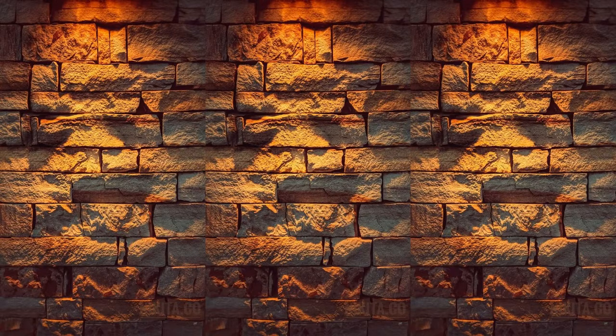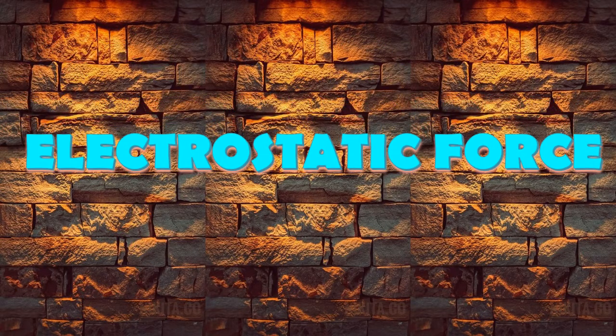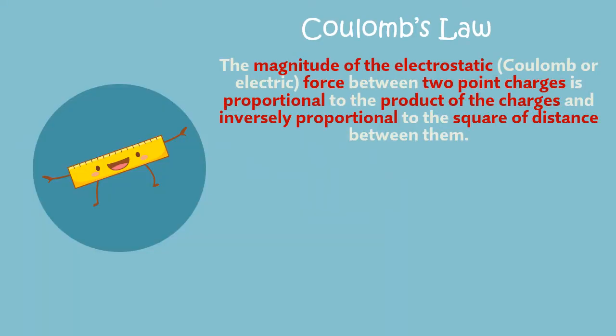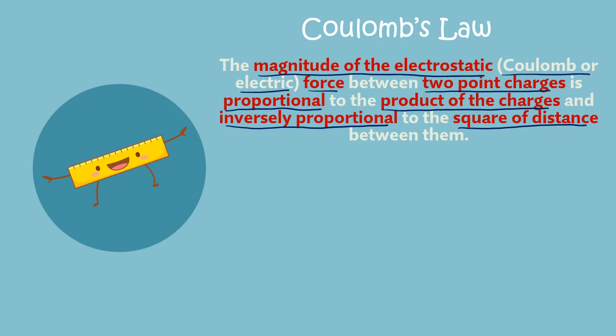Now we are going to the first subtopic of this chapter, which is electrostatic force. Coulomb's law. So what is Coulomb's law? The magnitude of the electrostatic force, also known as the Coulomb or electric force, between 2 point charges is proportional to the product of the charges and inversely proportional to the square of the distance between them.